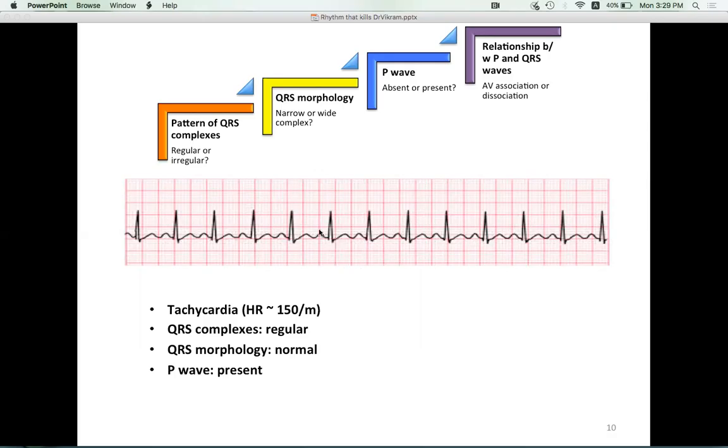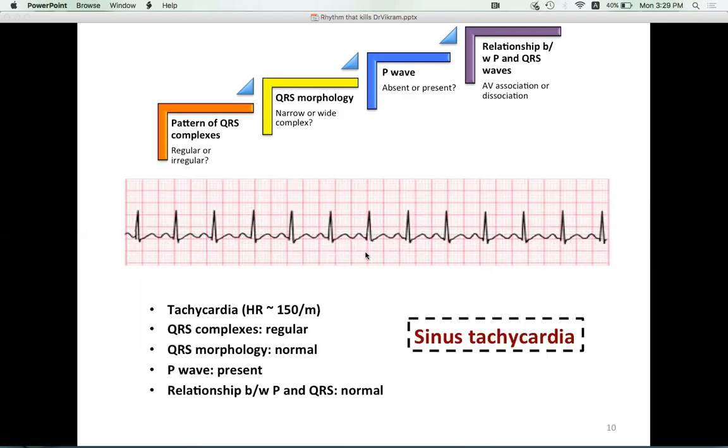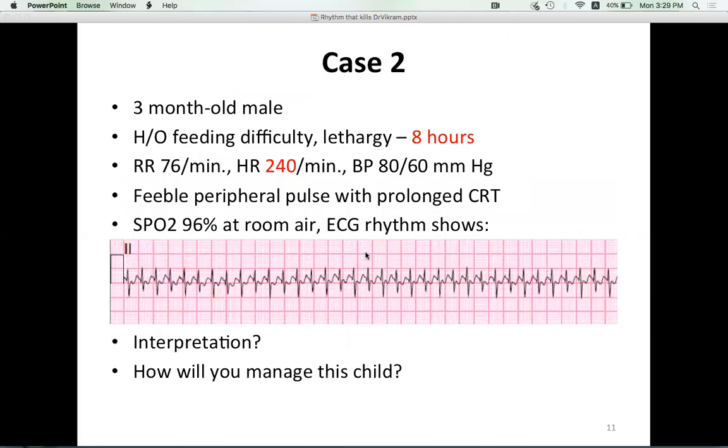P wave is present, and each P wave is being followed by QRS complexes, right? So this is a sinus rhythm with increased heart rate. That means it's a sinus tachycardia. Let us take a look at another case.